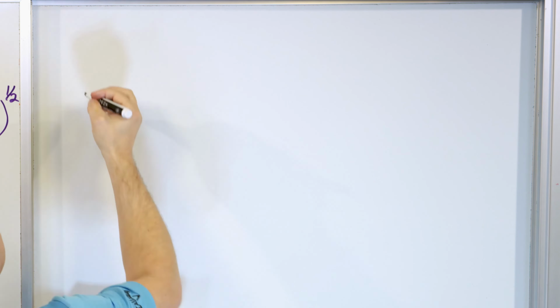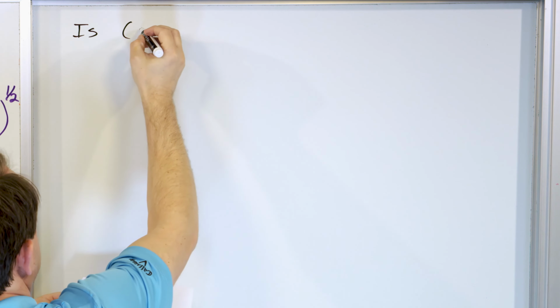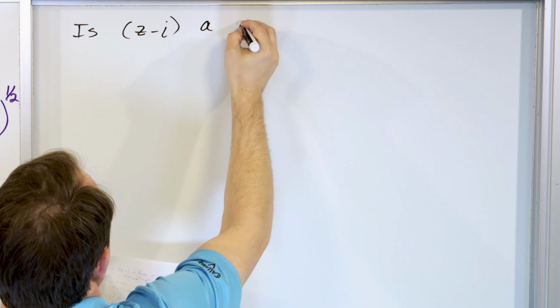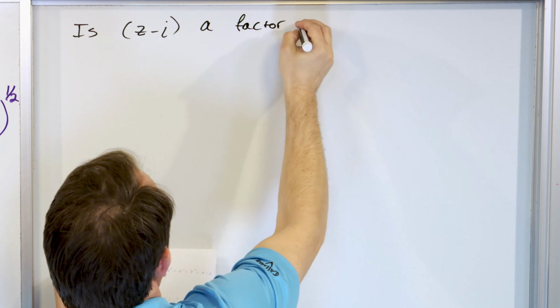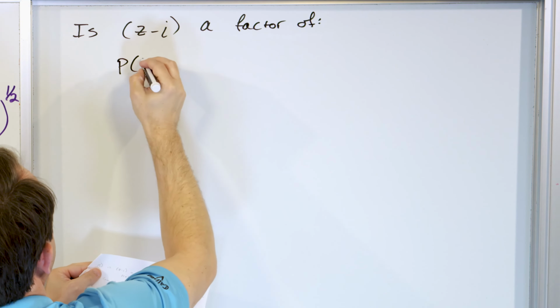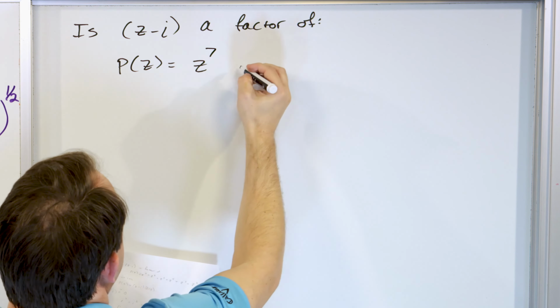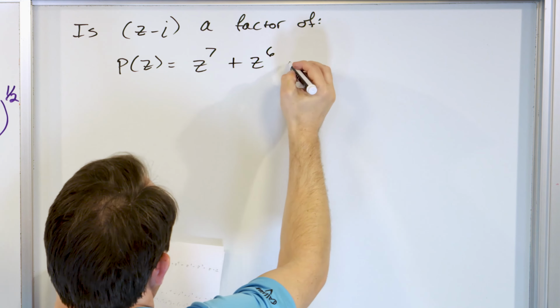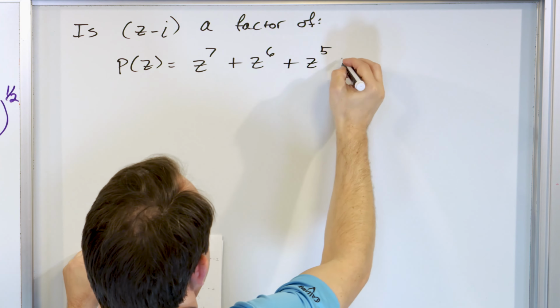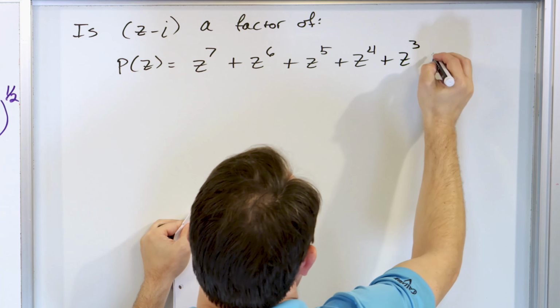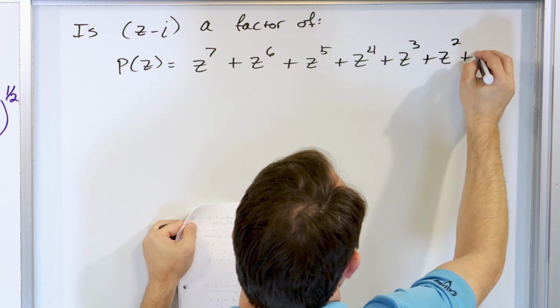So the next question, is this the last one or not? Let's see here. Now we have 2 more. They're not hard. But the next question is the following. Is z minus i a factor of the polynomial p of z? Is z to the 7th power, holy moly, look at that, plus z to the 6th, plus z to the 5th, plus z to the 4th, plus z cubed, I hope I don't run out of space, plus z squared plus z plus 1.